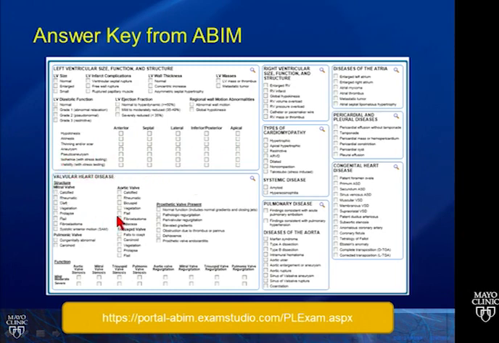And then similarly in valvular heart disease, you can see there's a lot to remember about where it is. It's organized in a way that I think will make intuitive sense, but not always. And then right ventricular size, function, and structure, types of cardiomyopathies and systemic diseases. And really the only two systemic diseases that they have are amyloid and hypereosinophilia. And then pulmonary diseases, diseases of the aorta, diseases of the atria, pericardial and pleural diseases, and congenital heart disease.